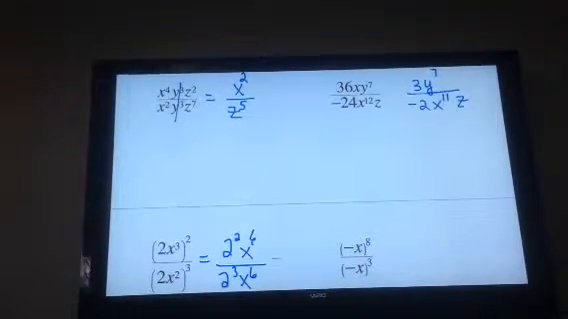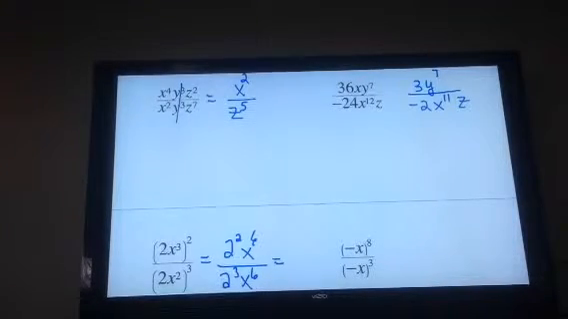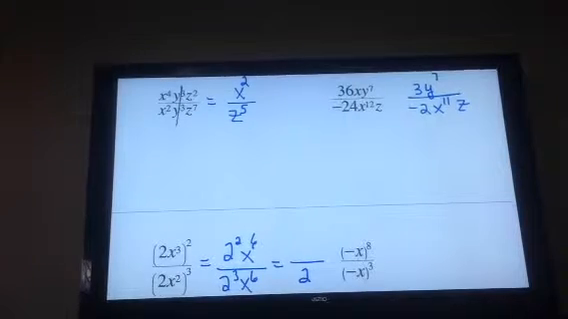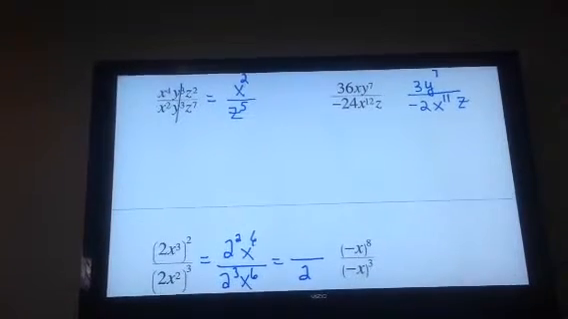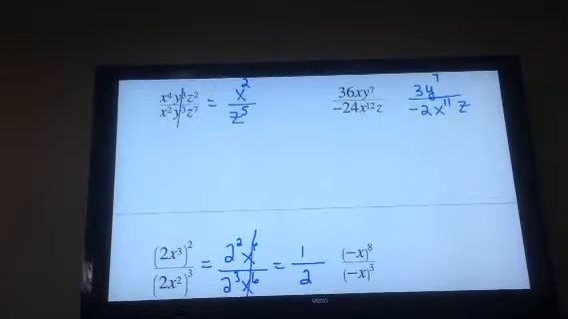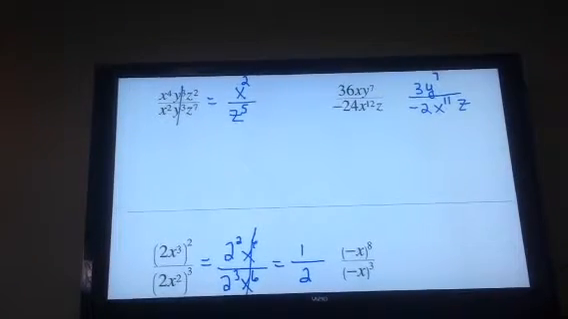And then I simplify. 2 to the 2nd over 2 to the 3rd leaves me 2 to the 1 in the denominator. 3 minus 2. My x to the 6th over x to the 6th equals 1, so they cancel. So I'll have an understood 1 in my numerator. So 1/2.